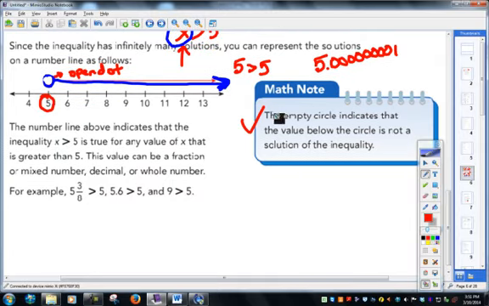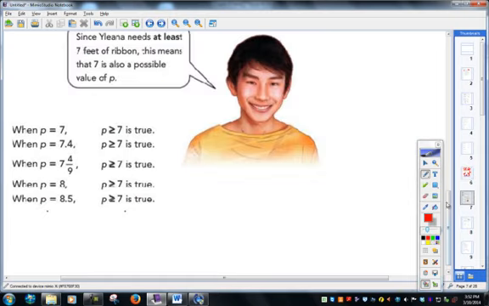Okay? And there's your little math note there. The empty circle indicates that the value below the circle is not a solution. So the open dot does not mean it's a solution. It means that's where it starts, but it's anything larger than that. Okay? Let's go on to the next page.